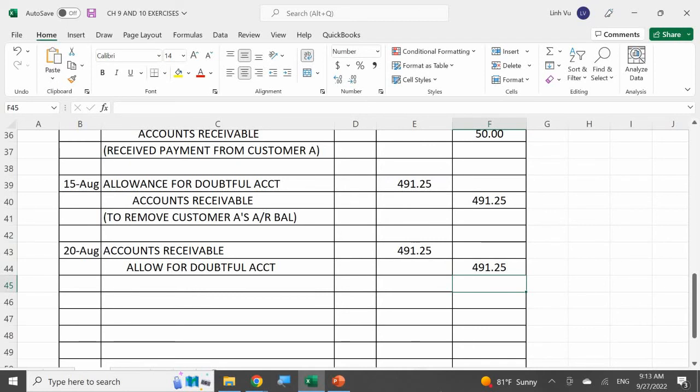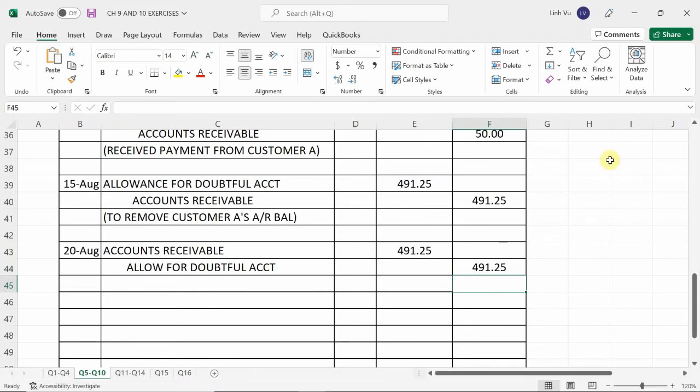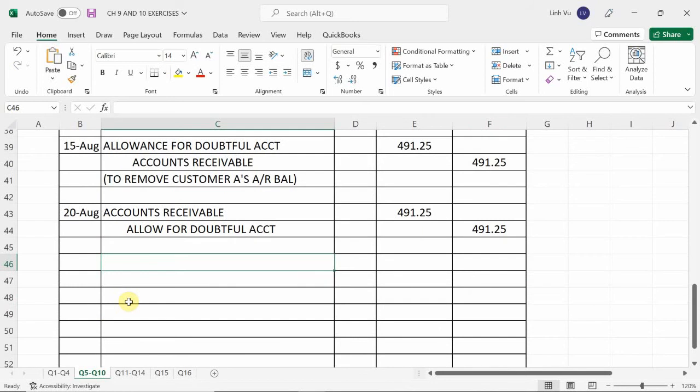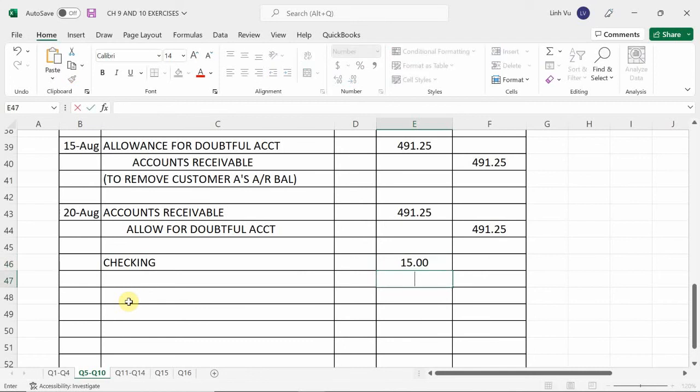Right? I have to be hopeful. So in this case, there you go. Now that I reverse the account, now it's unfrozen, right? It's active now, right? So then now I need to record the payment. So I received another check for $15. So it'd be checking for $15 and accounts receivable for $15. Correct. Excellent.